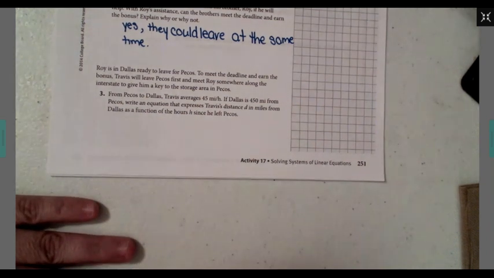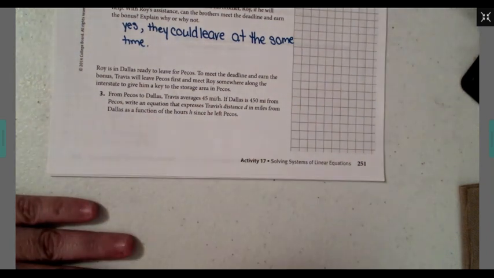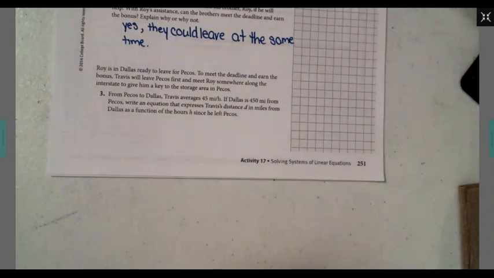The introduction to questions 3 through 8 starts with saying, Roy is in Dallas ready to leave for Pecos. To meet the deadline and earn the bonus, Travis will leave Pecos first and meet Roy somewhere along the interstate to give him a key to the storage area in Pecos. From Pecos to Dallas, Travis averages 45 miles per hour.